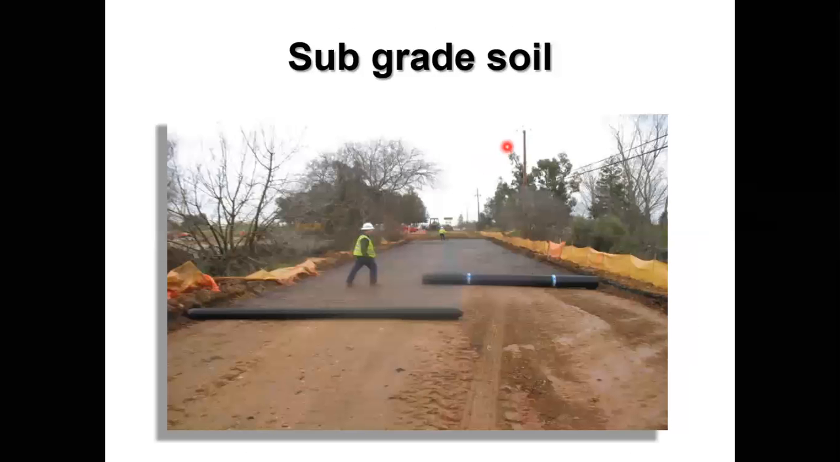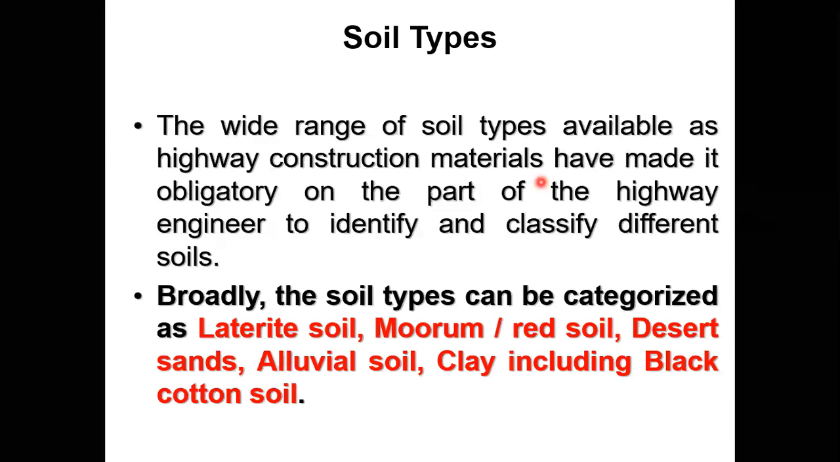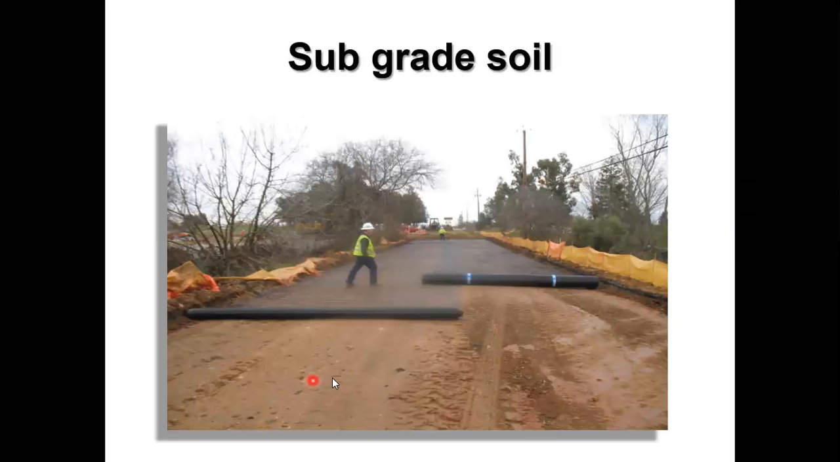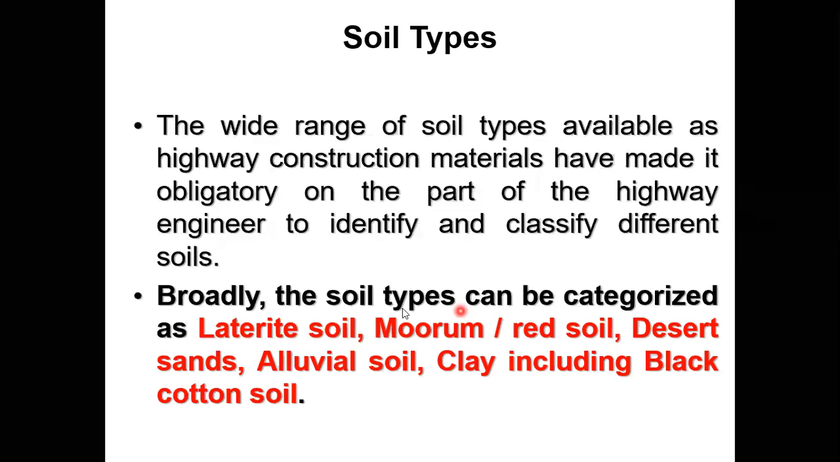So let's start with the subgrade soil materials. This is the subgrade soil material. It will be the top layer of the subgrade after compaction and all. Still, work is going on, and these are geosynthetic materials we don't require right now.